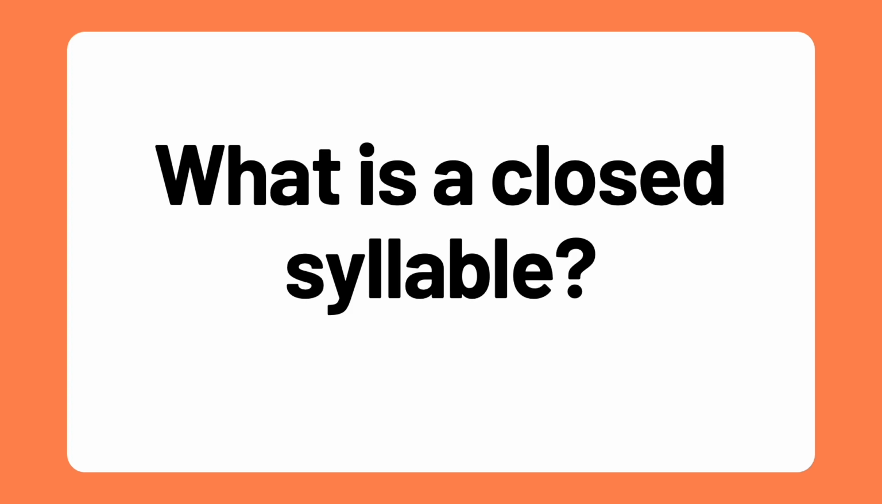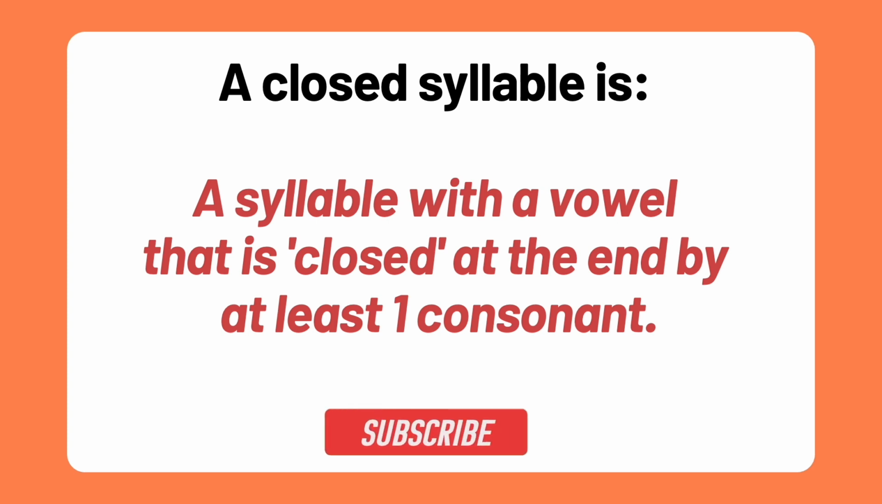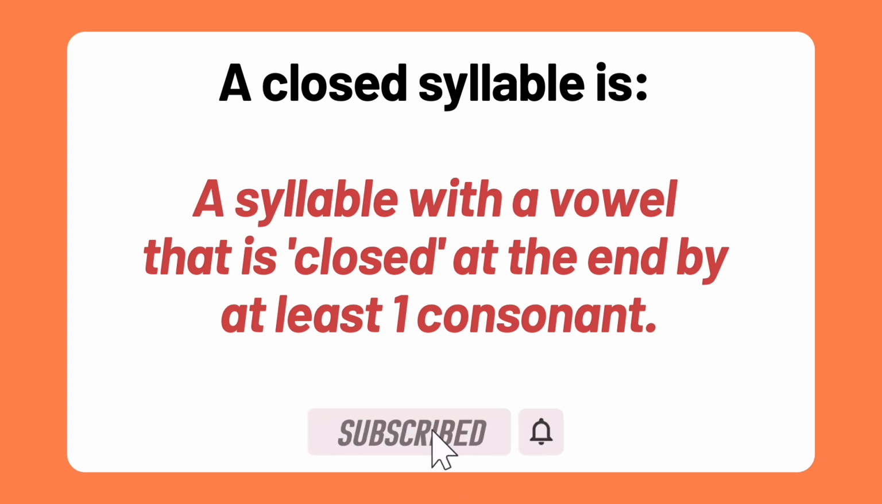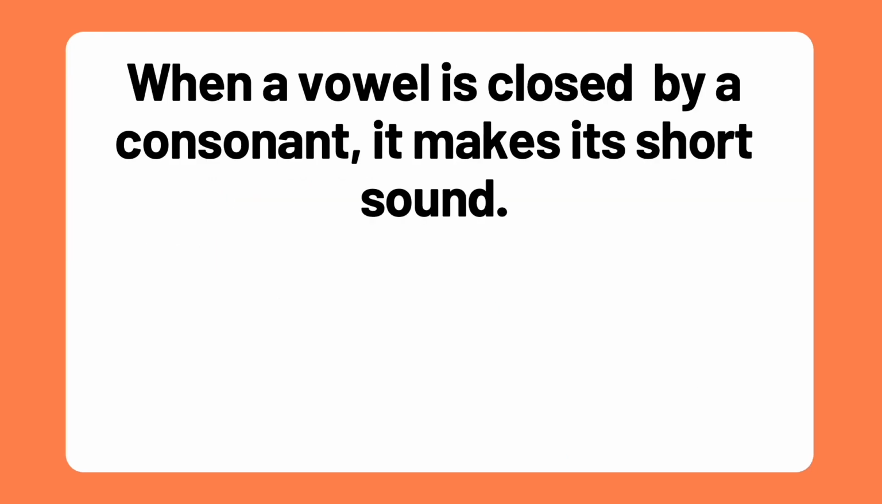What is a closed syllable? A closed syllable is a syllable with a vowel that is closed at the end by at least one consonant. Cat. The consonant T after the vowel A closes the syllable. Not. The consonant T closes the syllable. Dog. The consonant G closes the syllable. When a vowel is closed by a consonant, it makes its short sound.